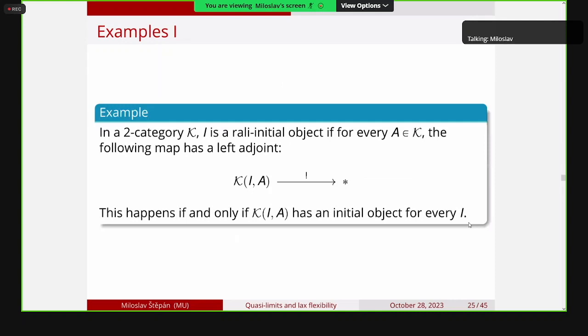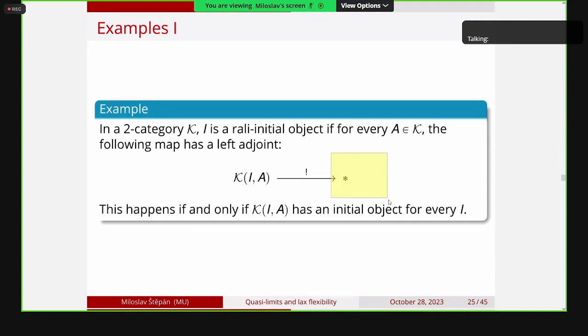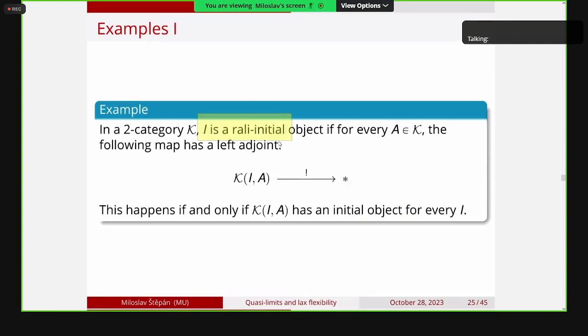Okay, one example that's quite easy is the following. We may wonder what happens if we take initial objects. So an object is Rali initial. For initial objects, the category of cocones actually is terminal, so there will be just a star or the point. And now the object is Rali initial if for every A, this unique functor into the terminal category has a left adjoint. But this happens if and only if this hom has an initial object for every A. So Rali initial in this case means the homs have initial objects.